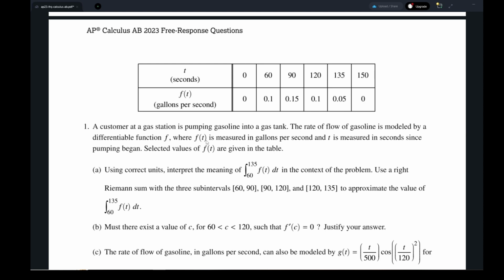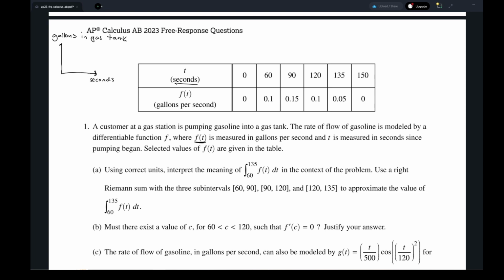This means that we have a function f of t, and f of t is going to be this graph, and it's going to compare seconds or time, which is our x-axis. And it's going to tell us how many gallons we pumped into a gas tank, right? So our y-axis is going to be gallons in gas tank. We know this because it's measured in gallons per second. So each second, which is our x-axis, we're going to have a certain amount of gallons pumping in.